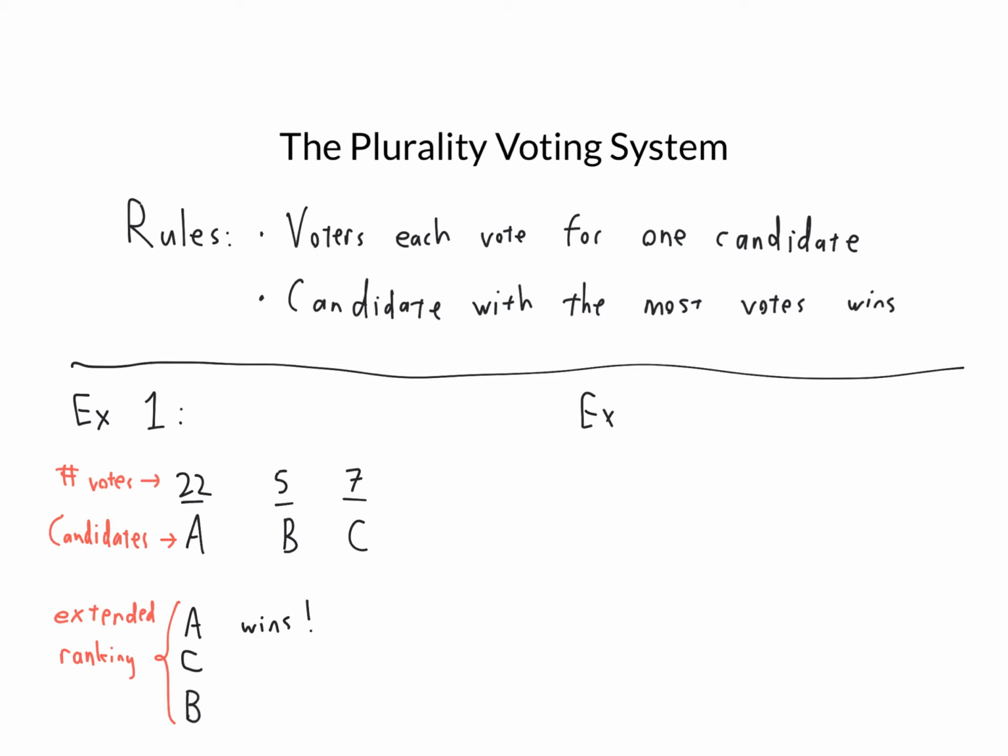Let's look at another example. We'll still have our same three candidates, A, B, and C, but let's imagine that the votes had turned out differently. Let's say this time A had gotten 16 votes, B had gotten 9, and C had also gotten 9. Now our complete ranking is that A again wins, but this time B and C tie, and so I'll just indicate that on the ranking that I write down.